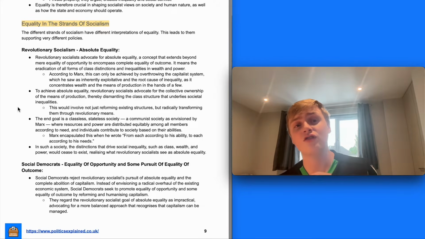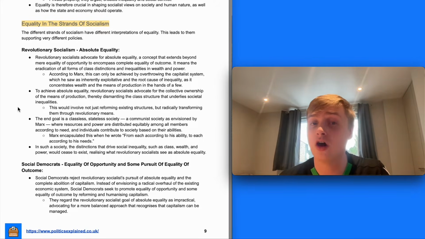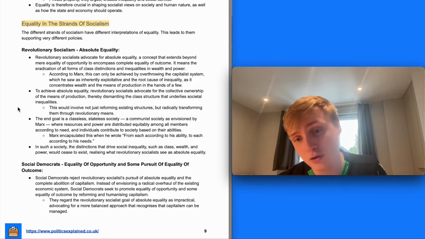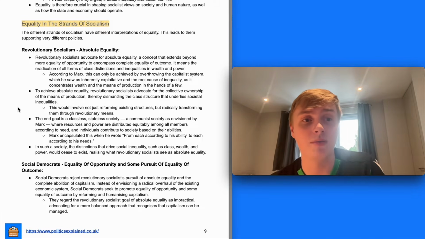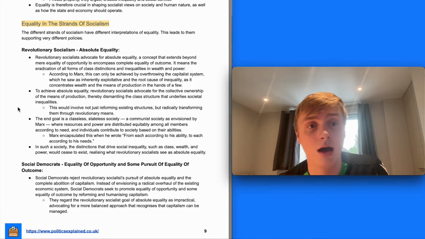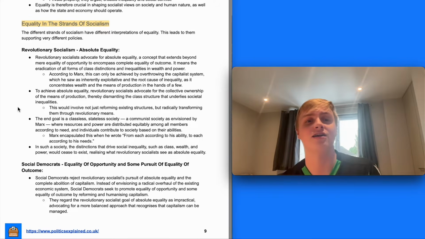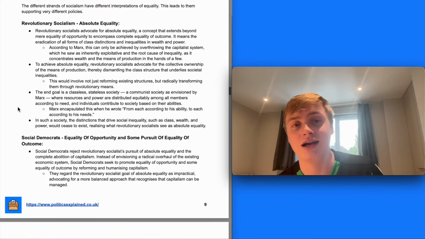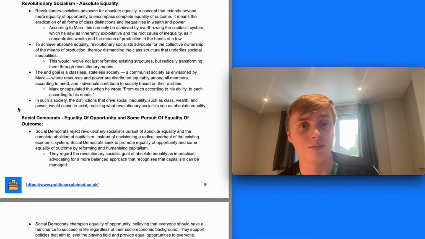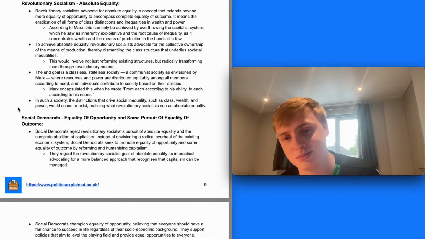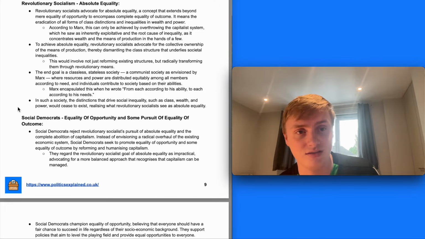So the different strands of socialism crucially have different interpretations of equality. So revolutionary socialism believes in absolute equality. This extends beyond the mere equality of opportunity to encompass complete equality of outcome. So the complete eradication of all forms of class distinction and inequalities in wealth and power. And Marx and Engels and revolutionary socialists believe this can only be done by overthrowing the capitalist system, as the capitalist system inherently produces these inequalities.